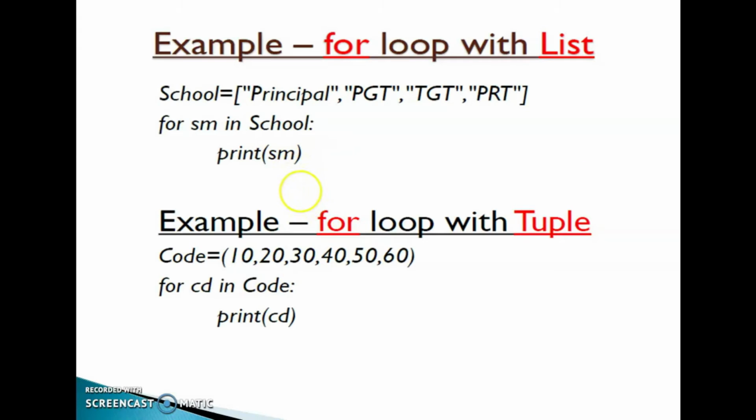Then tuple also we can use in this for loop. Here code is equal to, this one is a tuple. This parenthesis signifies the tuple. For CD in code. Code is a tuple. During the first iteration, first value will be assigned to this variable CD. So, 10 is the value. Print CD, 10 value we can see on the monitor.